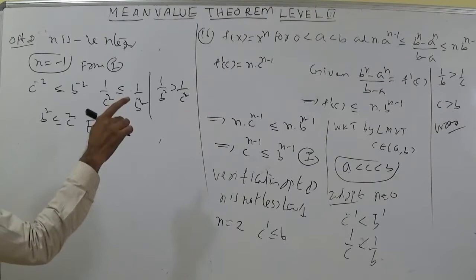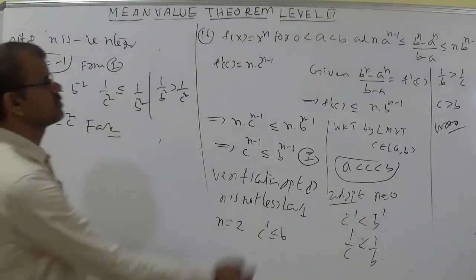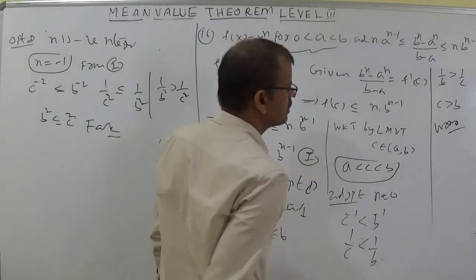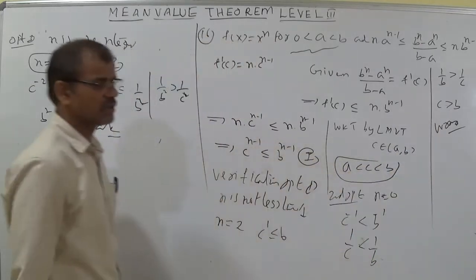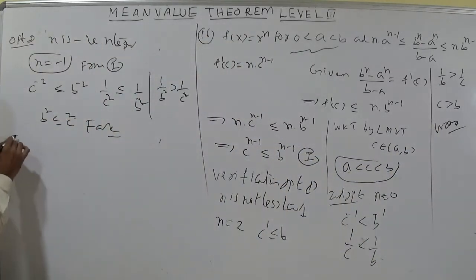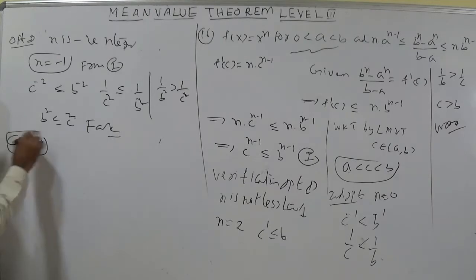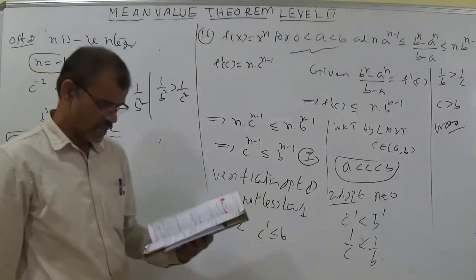The negative case did not give 0 less than A less than B as given. So only the positive case we should consider. According to this, we should calculate. So the third option is wrong. Now let us discuss option 4.